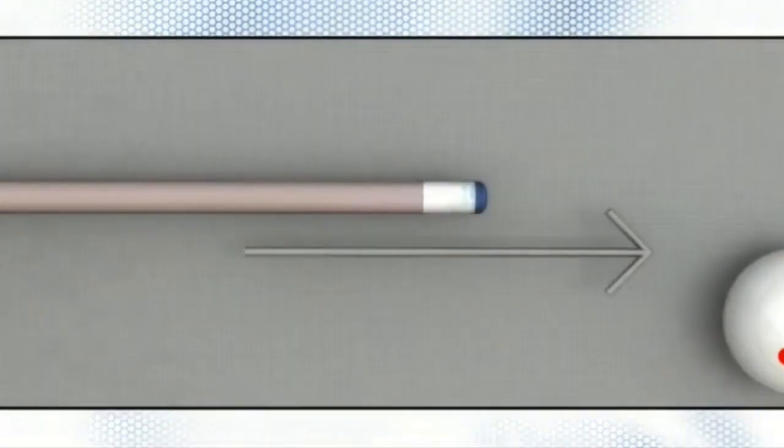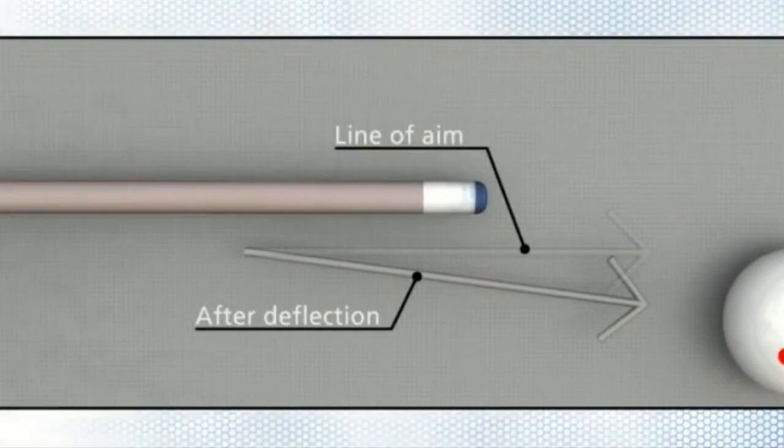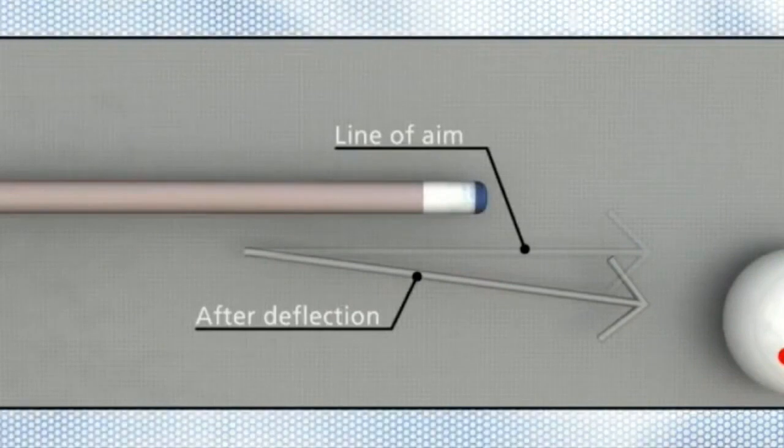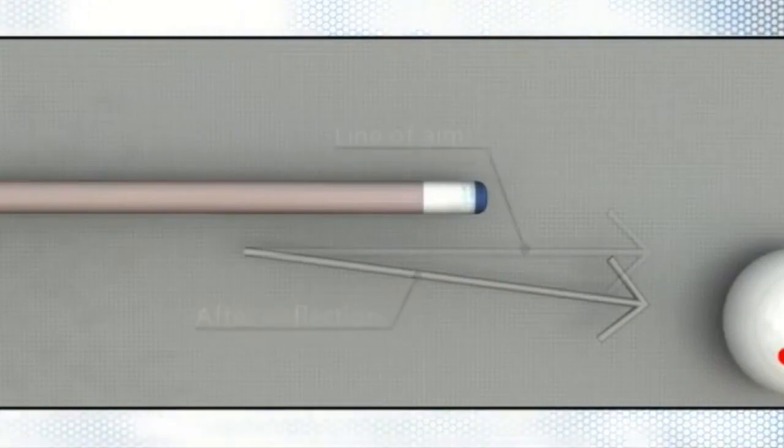The result is an undesirable effect known as cue ball deflection. The more English used, the more deflection occurs. Unfortunately, this cannot be prevented. To counter this, an adjustment in aim must be made.